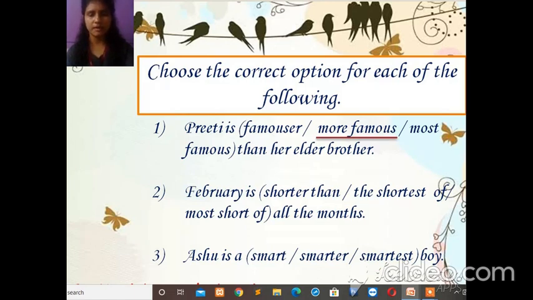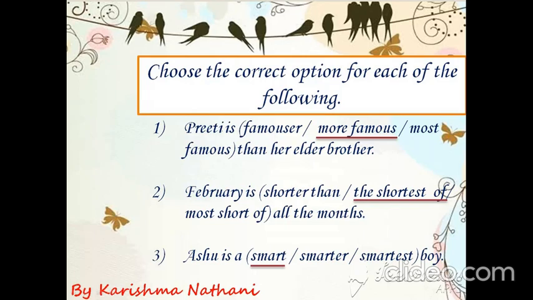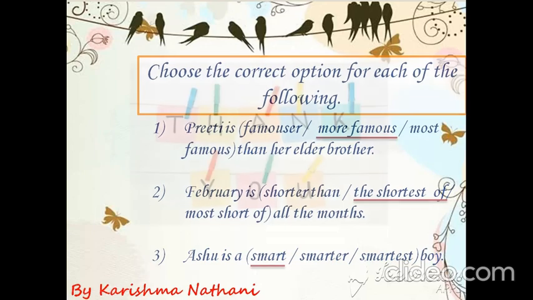Second one is, February is shorter than, the shortest of, most short of all the months. Answer is the shortest of, which shows superlative degree. Next one is, Ashu is a smart, smarter, smartest boy. Answer is smart. So smart shows positive degree. In this way, you have to complete all your text and fair exercise.